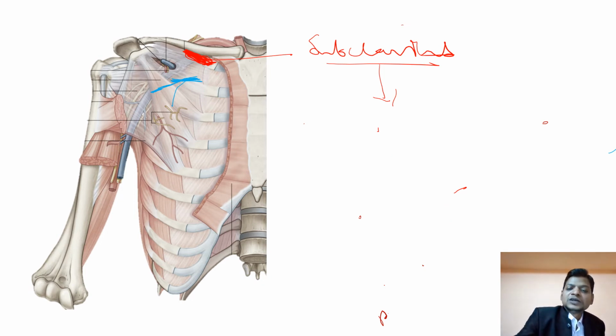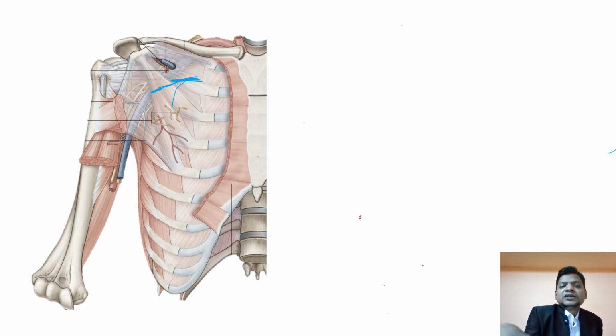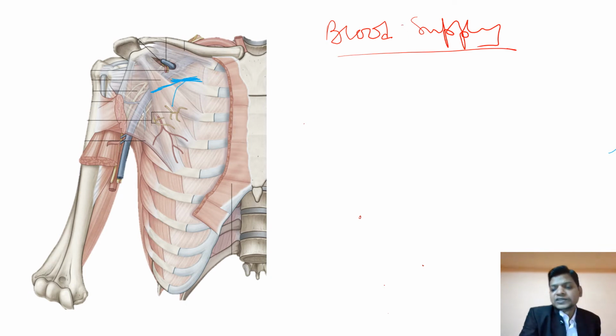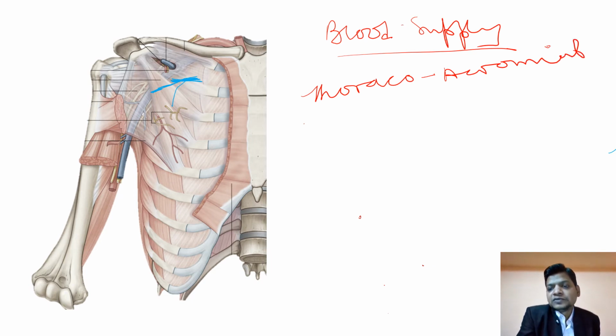Now we will discuss something about blood supply of these muscles, which is not so important, but we can discuss the blood supply too. So the major arteries in this region will supply these muscles. So what are those major arteries? The most important artery is thoracoacromial artery, which is a branch of second part of axillary artery.